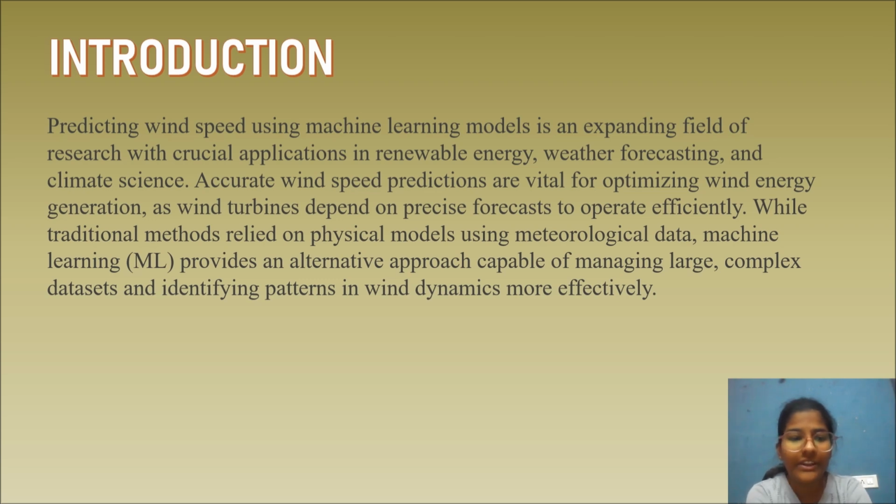The primary purpose of predicting wind speed is to address a range of real world challenges and applications across various industries. Wind speed prediction is essential for optimizing wind energy production, as wind turbines rely on accurate forecasts to maximize efficiency. Traditionally, physical models based on meteorological data were used for this purpose, but machine learning models offer an alternative approach that can handle large complex data sets and uncover patterns in wind behavior more effectively.